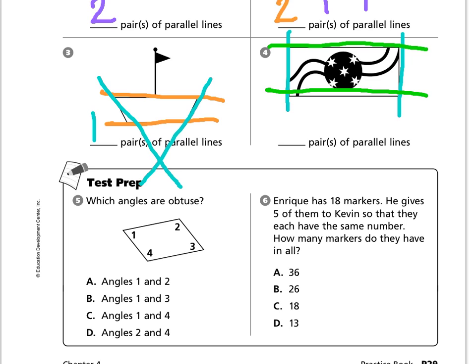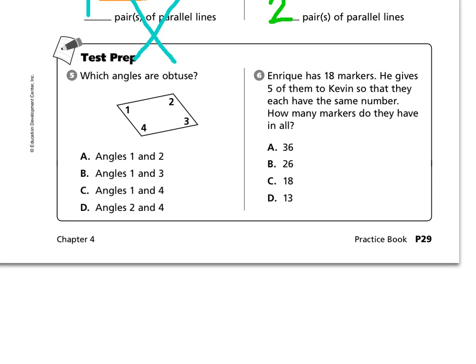Now, these lines that are inside the picture, I am not going to count those as parallel lines because they're a design and we never know if they're going to be intersecting. They're also not straight lines, and parallel lines are going to be straight lines that never cross. So for this picture I only have the teal pair and then the green pair, so 2. Let's move on to test prep.